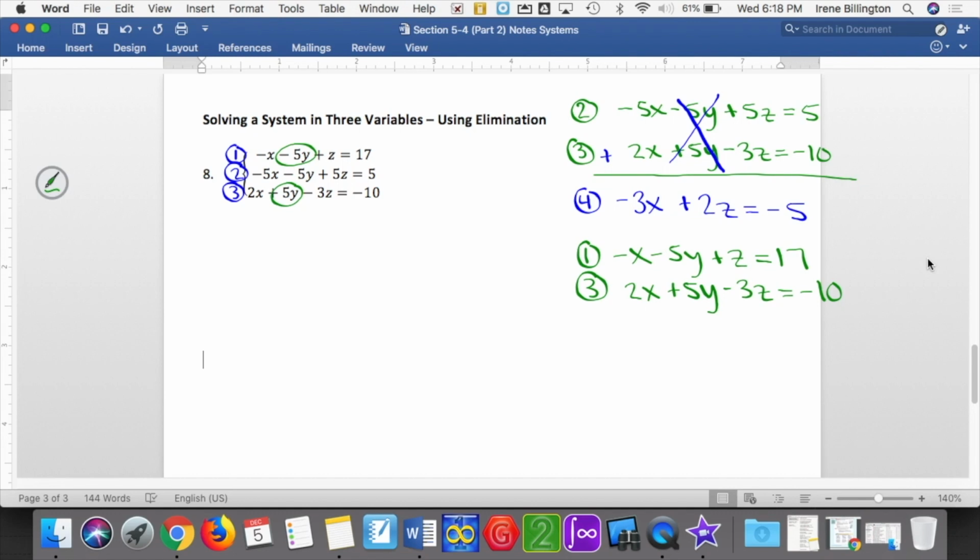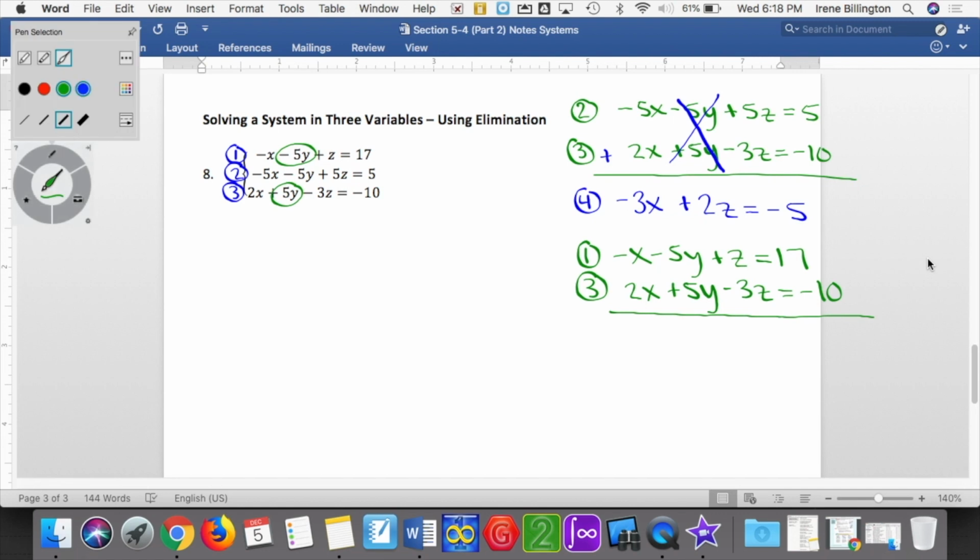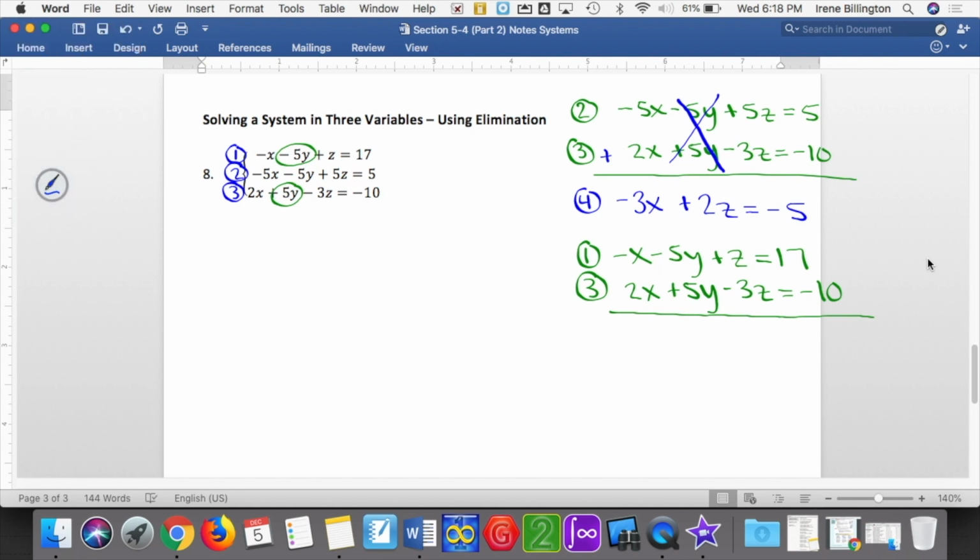And again, we are going to use the elimination method to cancel out our y term in these 2 equations. So we are adding these 2 equations together. Negative x, so that's negative 1x, plus 2x is 1x, or just x. Negative 5y and 5y cancel. 1z plus negative 3z, or 1 minus 3, would be minus 2z. And that is equal to 17 plus negative 10, which would be 7. We will call this equation 5.